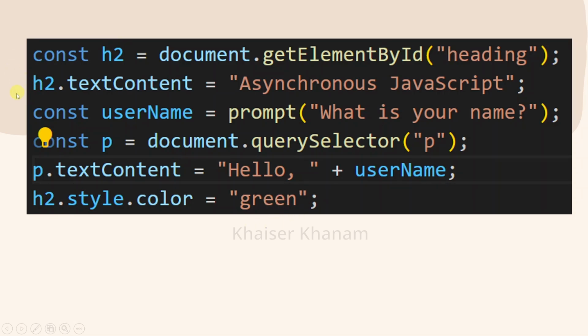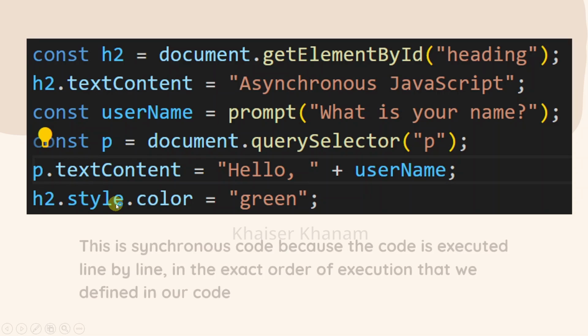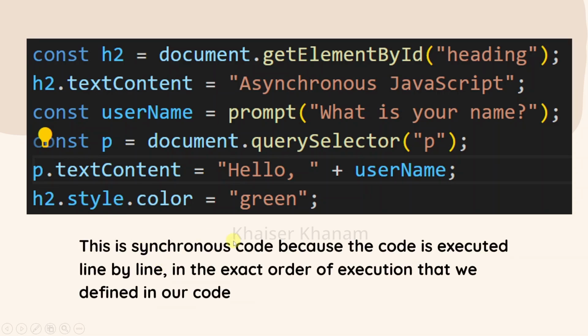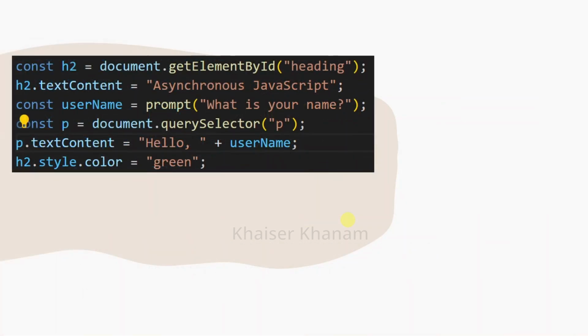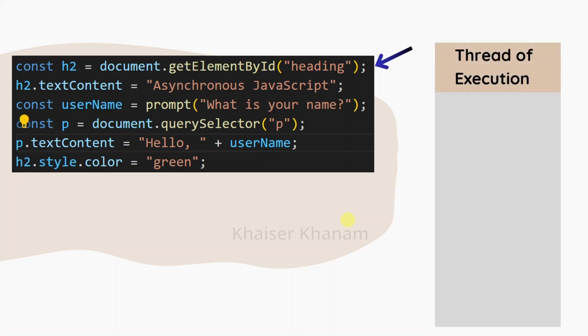When I execute this code, it is going to execute line by line. So this is nothing but synchronous code, because this code will be executed line by line, and whatever order I have given, in exact same order it is going to execute. So let me show you how this will be working. So this is the code. As this first line is reached, then this code will be executed in execution thread.